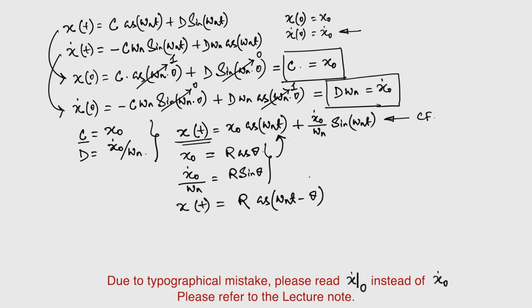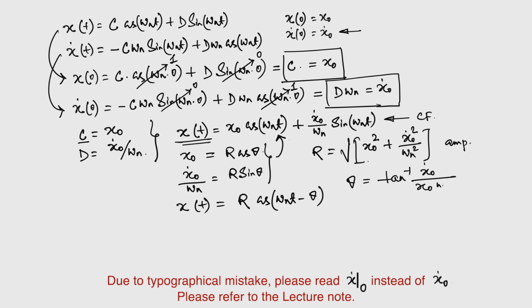So, what is r? r is equal to square root of x naught square plus x naught dot square by omega n square. So, that is the amplitude. And what is theta? In this case, we know it is tan inverse x naught dot divided by x naught omega n.